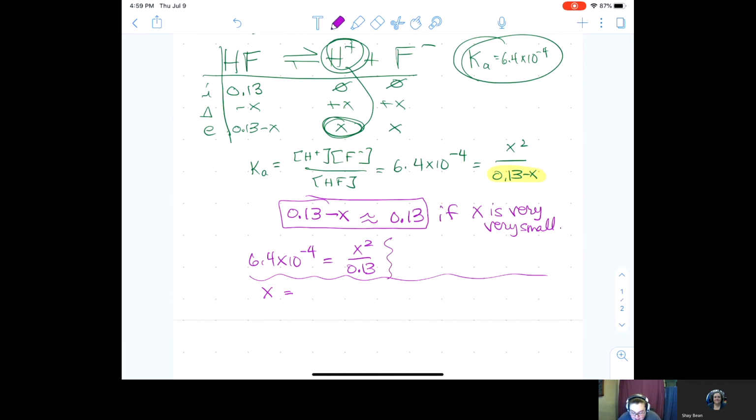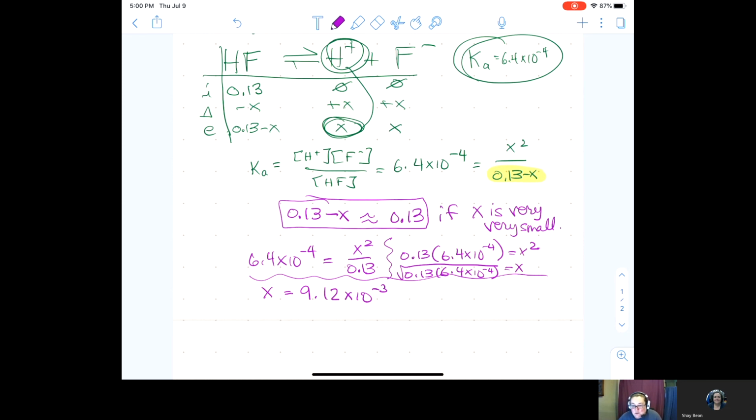Essentially, that's 0.13 times 6.4 times 10 to the minus 4, which is equal to x squared. Then to get x, I take the square root. I can actually get a numerical value here, but I don't want to round in the middle of these calculations. So when I'm punching it into my calculator, I want to keep all the digits. I punch in 0.13 times 6.4 exp negative 4, take the square root, and my x is 9.12 times 10 to the minus 3.